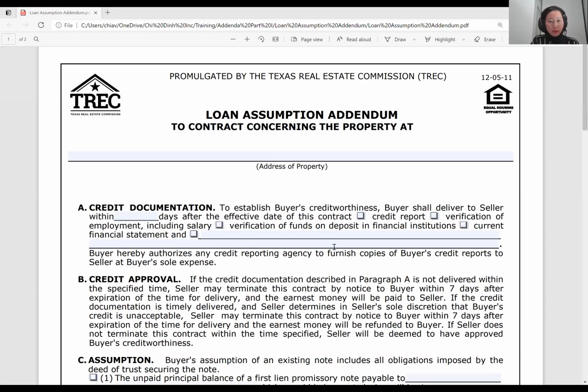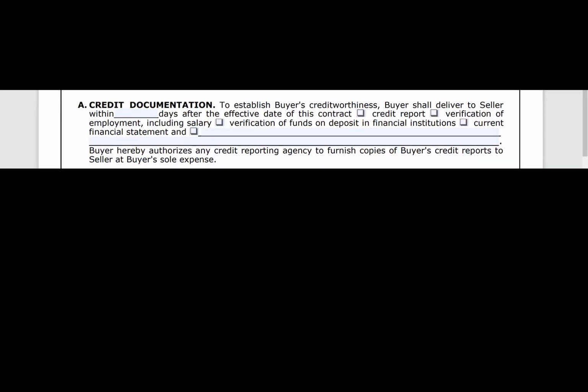So this is the loan assumption addendum promulgated by the Texas Real Estate Commission, TREC. To start with, the contract concerning the property at, the address of the property would need to go here. And then I'm going to go over paragraph by paragraph. Paragraph A, this is credit documentation.